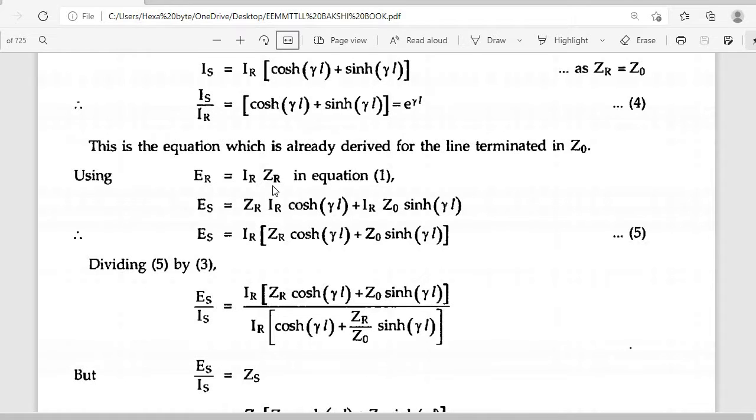Using ER is equal to IR ZR, the relation becomes ES is equal to ZR IR cosh gamma L plus IR Z naught sinh gamma L. Then finally ES is equal to IR times ZR cosh gamma L plus Z naught sinh gamma L. Dividing equation 5 by equation 3.